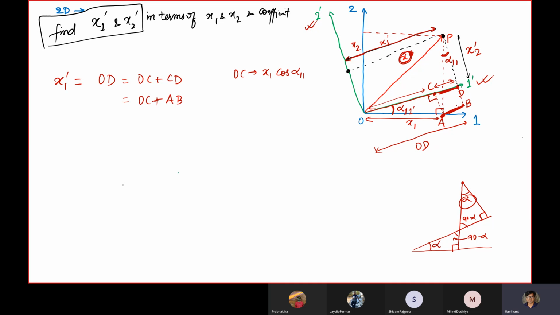Now, what is this length? CD length is equal to AB, and AB is equal to what? AB is x1 times, so this length is x1, a straight length in terms of x1. So x1 sine alpha 11 is my AB length, since this is perpendicular.